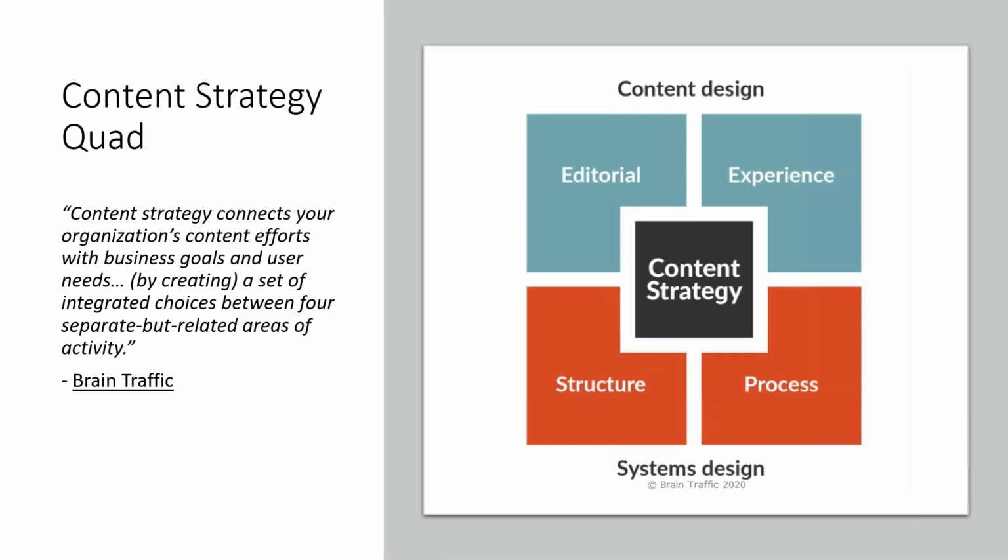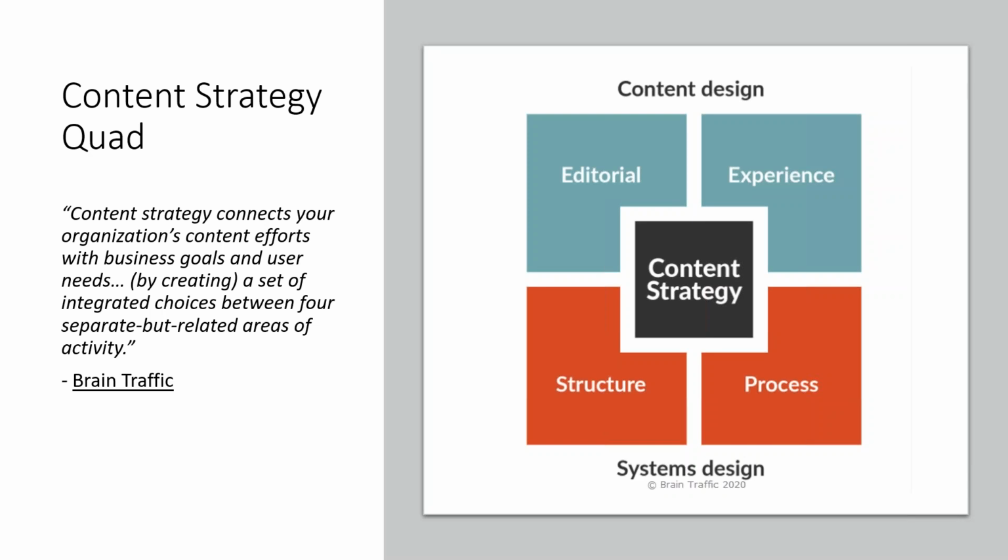That's a bit of a mouthful, but we can bring this definition further to life with an image of that content strategy and how its 4 areas of activity are aligned. This quad that you can now see on the screen was also developed by Brain Traffic, and very kindly they have given me their permission to use it throughout my presentation today. The 4 elements that make up the content strategy quad are structure and process as part of systems design, and editorial and experience as part of content design.